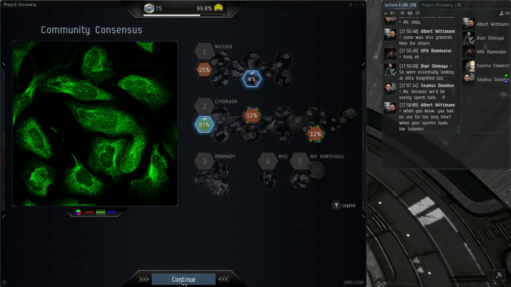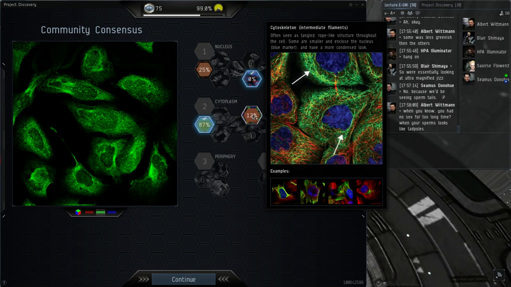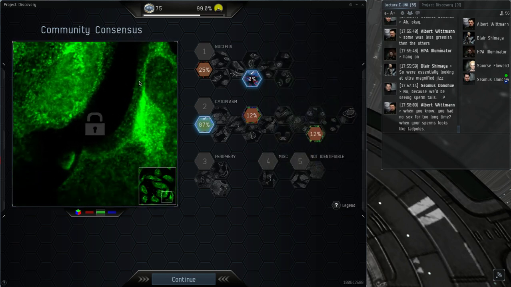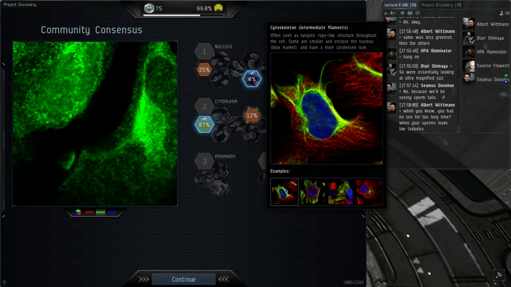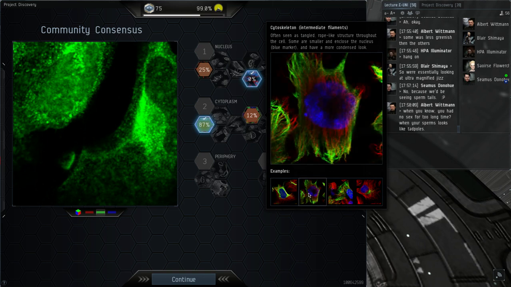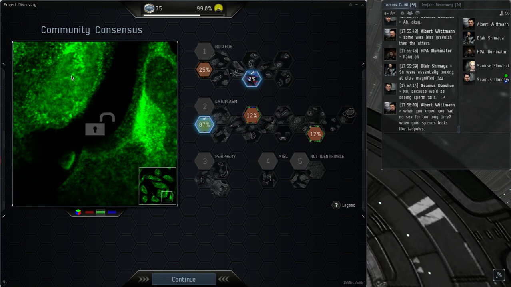Okay, so most people agree that it's cytoplasm. Some think that this is cytoskeleton intermediate filaments. I can absolutely see why you would think that, but I think that this staining here is a bit too uniform for it to be intermediate filaments. Intermediate filaments are usually more like tangles, or like if you take a cotton pad and tear it apart, it sort of looks that way.